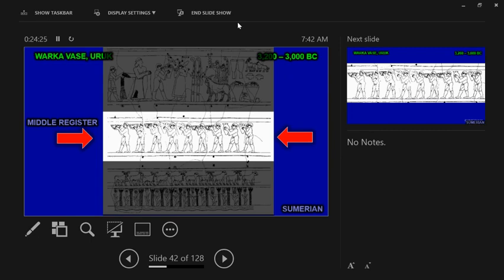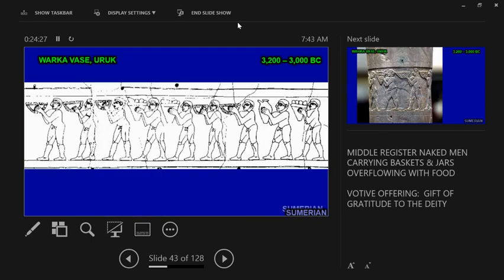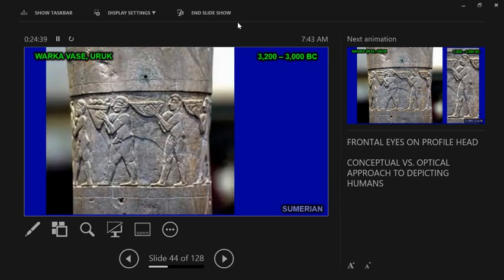All right, then we look at the middle register. If we look at it a little bit closer, there's naked men carrying baskets and jars overflowing with food. This is a votive offering. And if we get closer, all right, votive, V-O-T-I-V-E. But votive means that it's an offering to a god. Anybody have votive candles in your house? It's an offering. It's religious.